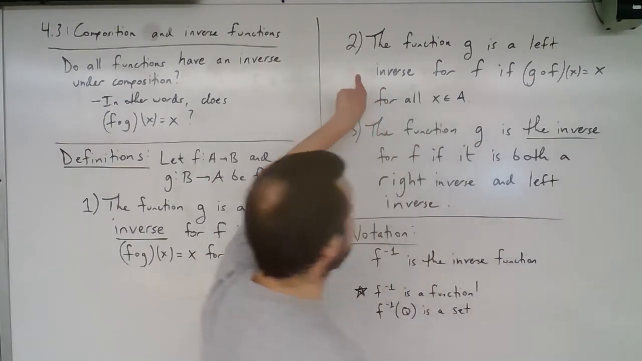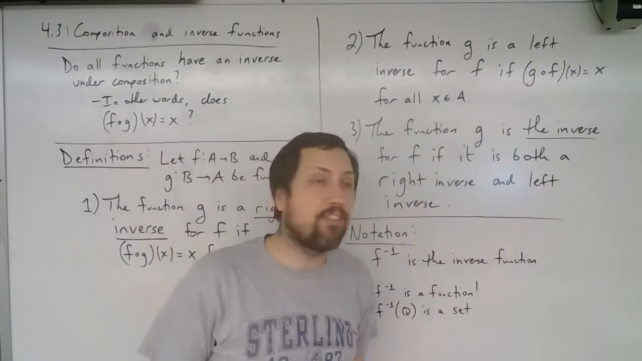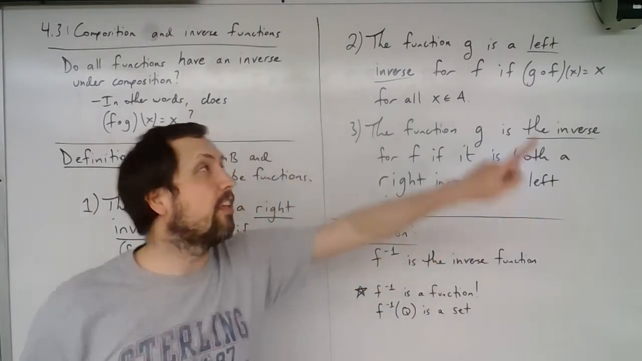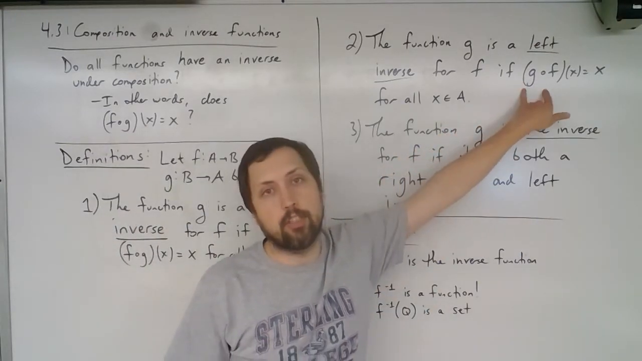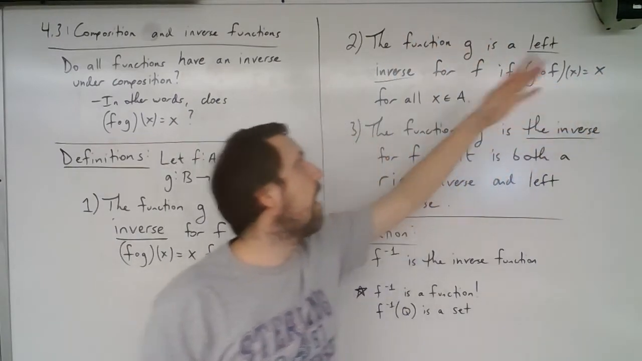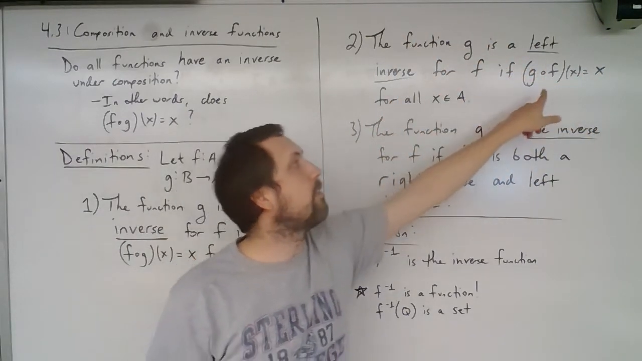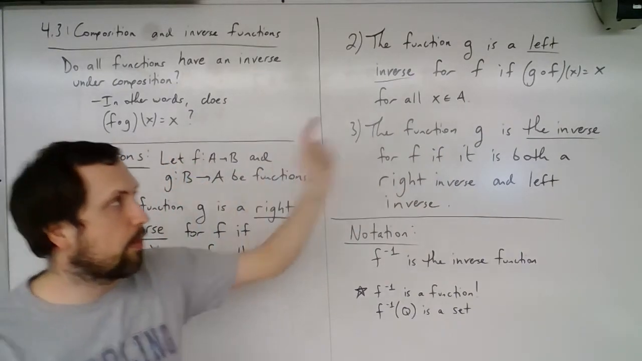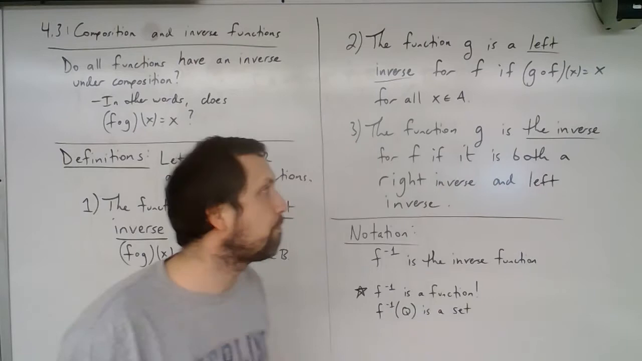That leads us to our next definition. The function G is a left inverse. We have ourselves a left inverse if G is on the left of the composition expression here, and we get back the original X. This is for all elements in A, which was the domain of F. And that makes sense because we're plugging them into F first.